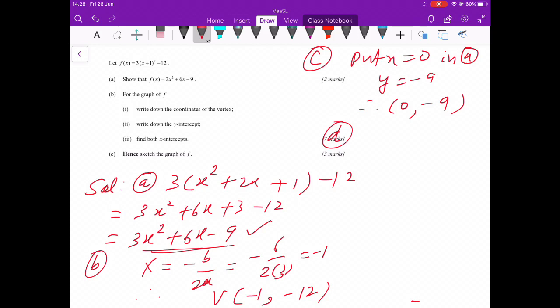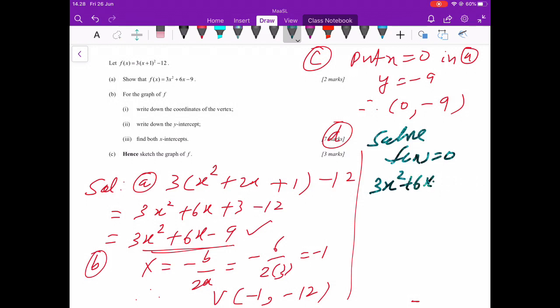Part D. We need to find both the x-intercepts, which means where y is 0. So we can solve f(x) = 0. So what is f(x)? 3x² + 6x − 9 = 0.